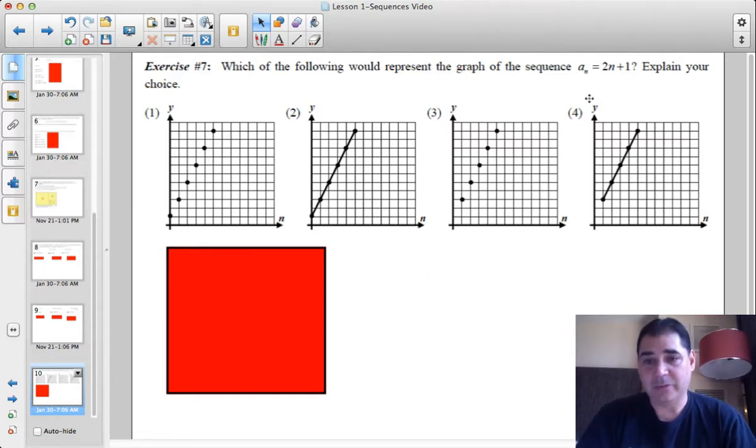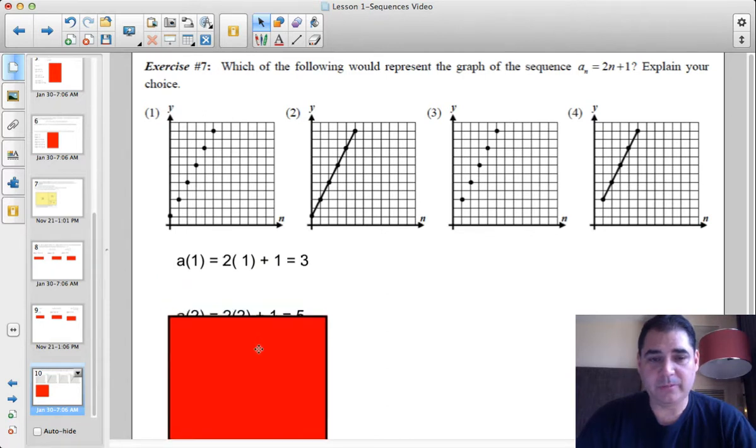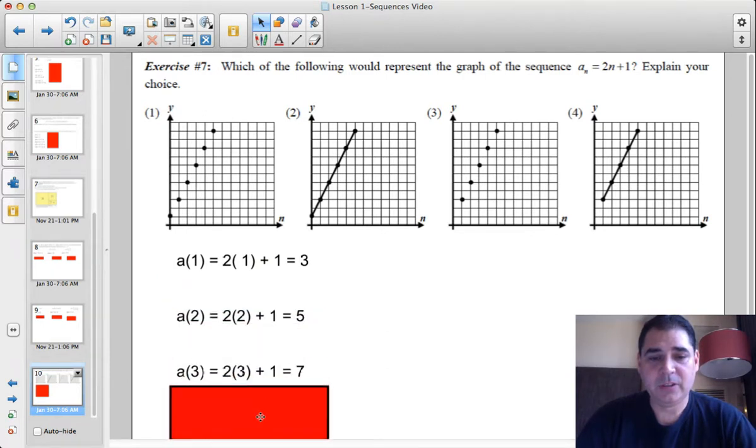Look at that. They give us the formula. If they give us the formula, we can generate as many terms of the sequence as we want. It's great to have the formula. So let's do that. Let's put 1 in. What do you get? 3. If you put 2 in, you get 5. You put 3. Now you know what the pattern is. 3, 5, 7, right? 9, 11.